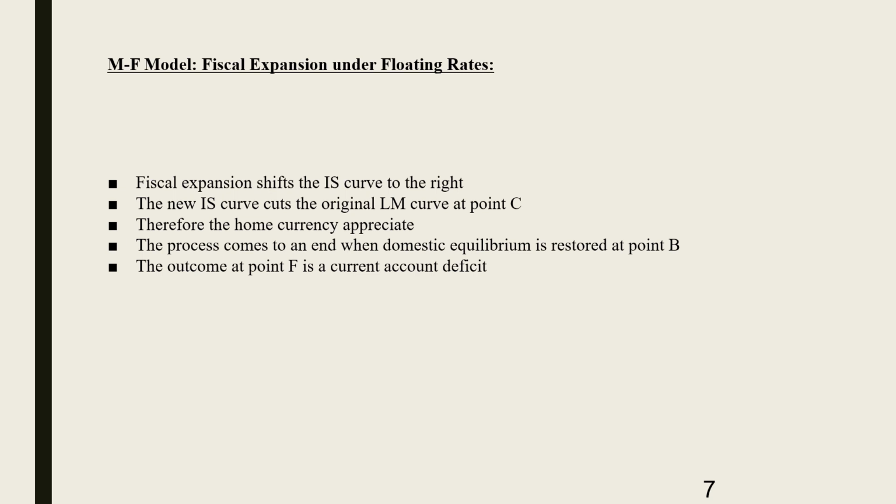And here is also the brief explanation of the fiscal expansion under floating rate. Fiscal expansion shifts the IS curve to the right, and the new IS curve cuts the original LM curve at point C. Therefore, the home currency appreciates. The process comes to an end when domestic equilibrium is restored at point B. The outcome at point F is a current account deficit.